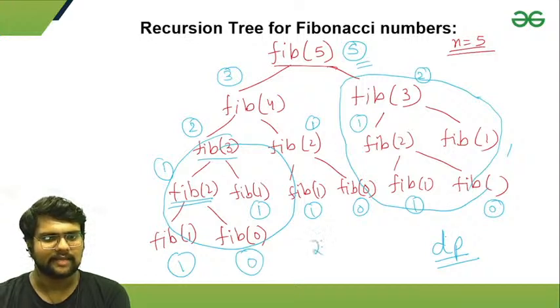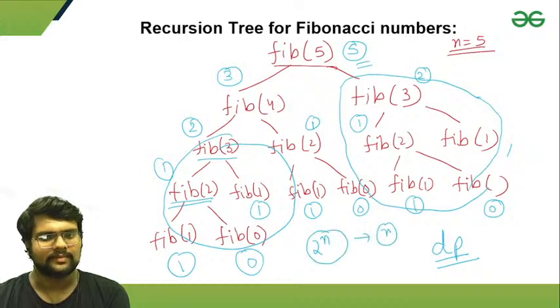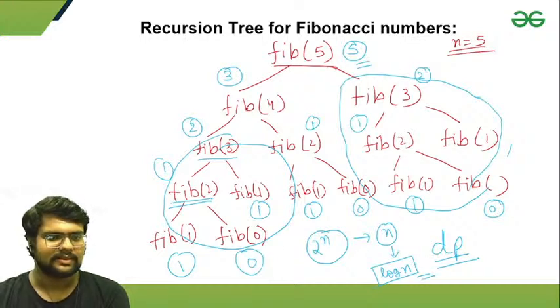Currently the time complexity is 2 to the power n, and by using DP we can reduce it to n, and by using matrix exponentiation we can also reduce it to log n. So this will be the time complexity.